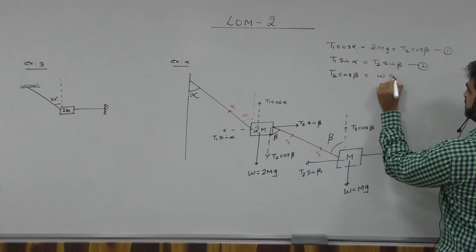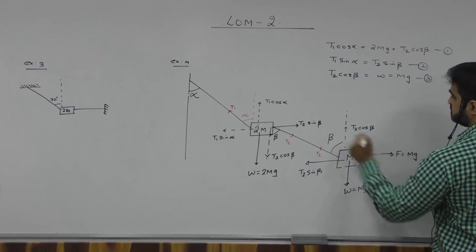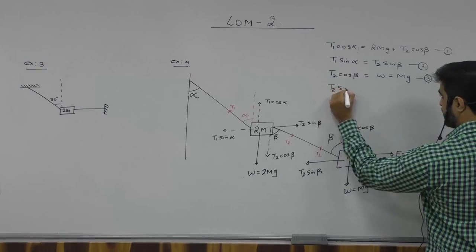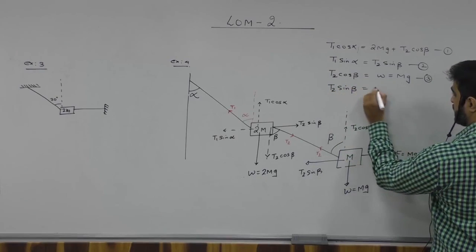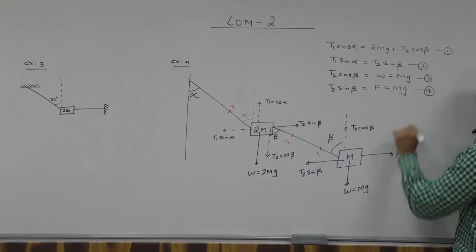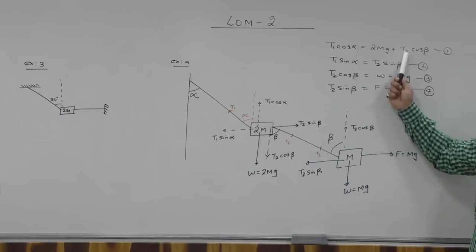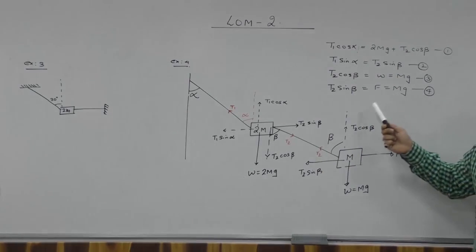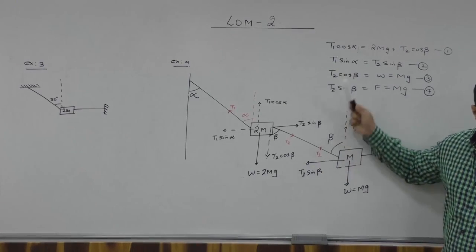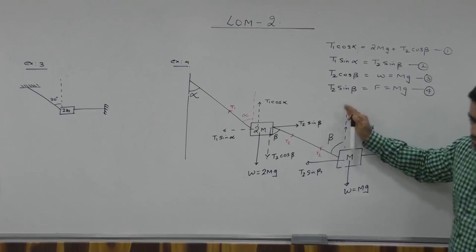This W, which is mg, and left is equal to right. When I solve equations 1, 2, 3, 4, I get the answers. Whatever numbers are given, whatever angles are given, we can substitute alpha and beta. Over here, weight is given, and you can solve for T1 and T2. Got it, everyone? Start.